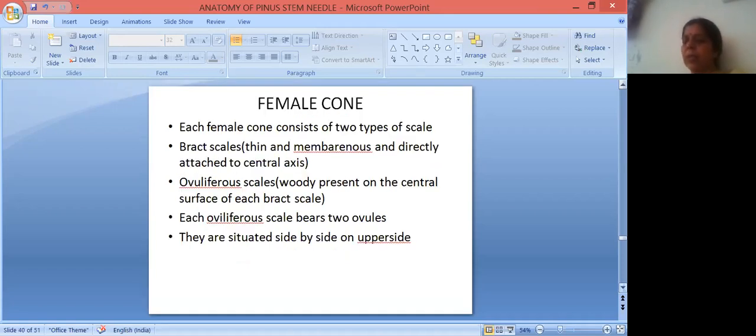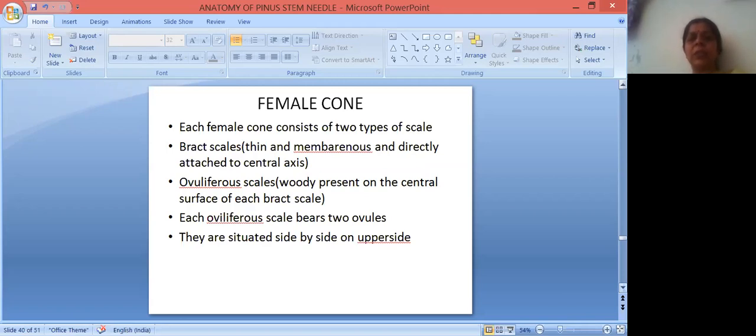Each female cone consists of two types of scaly leaves. The first one is bract scales, which are very thin and membranous and directly attached to the central axis. The second type are ovuliferous scales, which are woody, present on the central axis surface on each bract scale. Each ovuliferous scale bears 2 ovules. It is nothing but the megasporophyll.